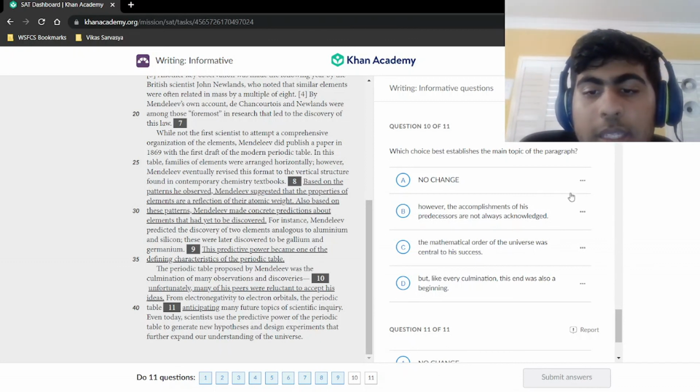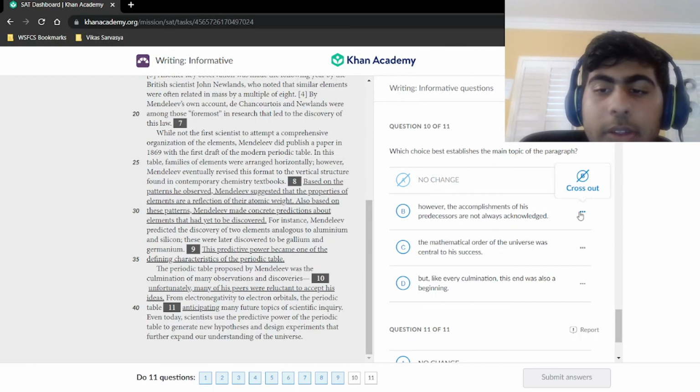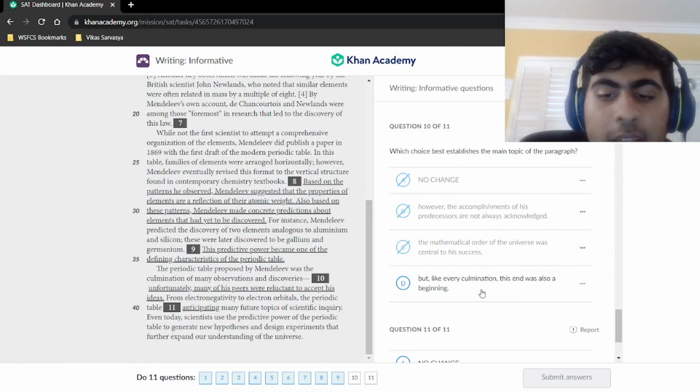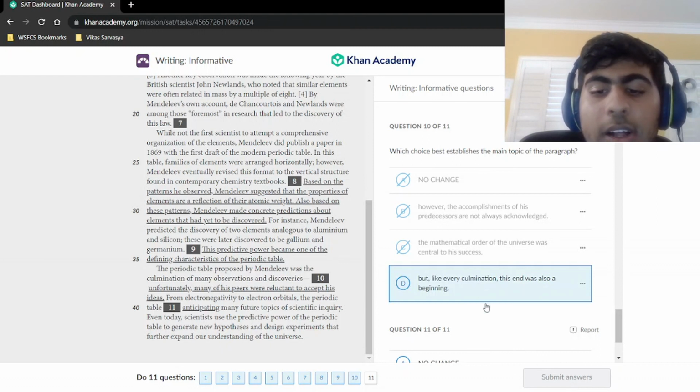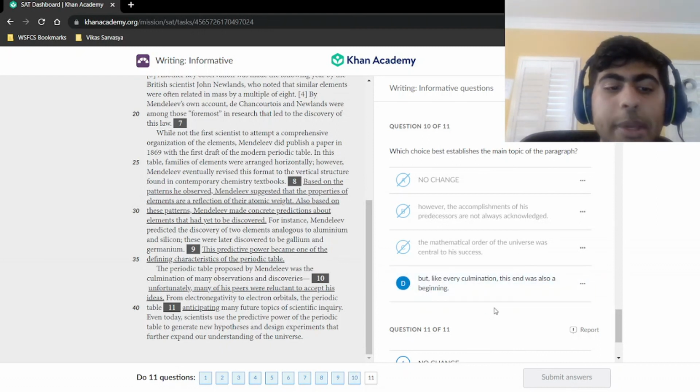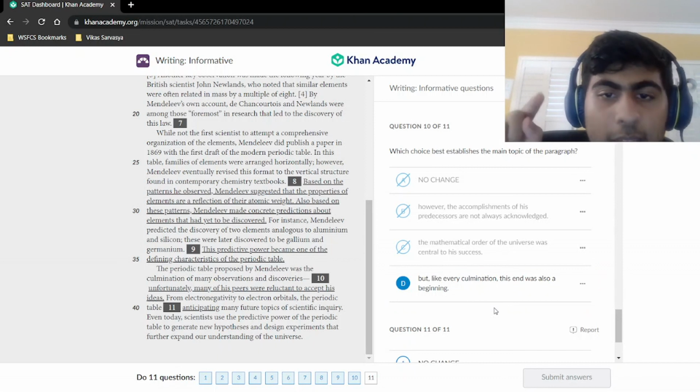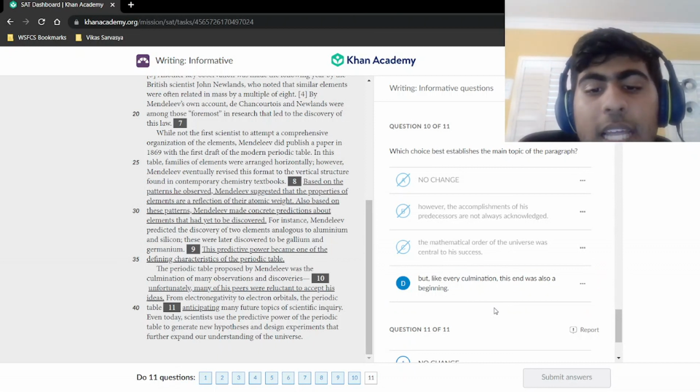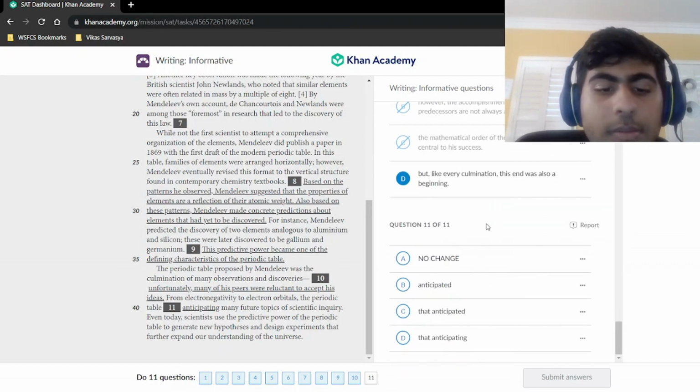Which one do we see here? It's not this part. They're talking about others. Not this part. This doesn't talk about the end or the beginning. This says, but like every culmination, this end was also a beginning to those other fields of studies. That is perfectly what we want to say. That is the message that we're trying to get across. Move on to the next question.